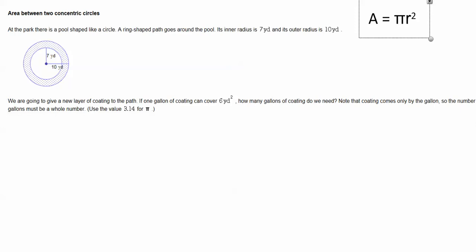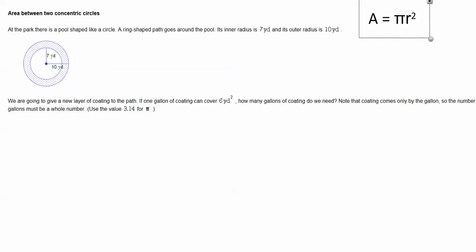So in this first example, it says, at a park there's a pool shaped like a circle. A ring-shaped path goes around the pool. Its inner radius is 7 yards and its outer radius is 10 yards.